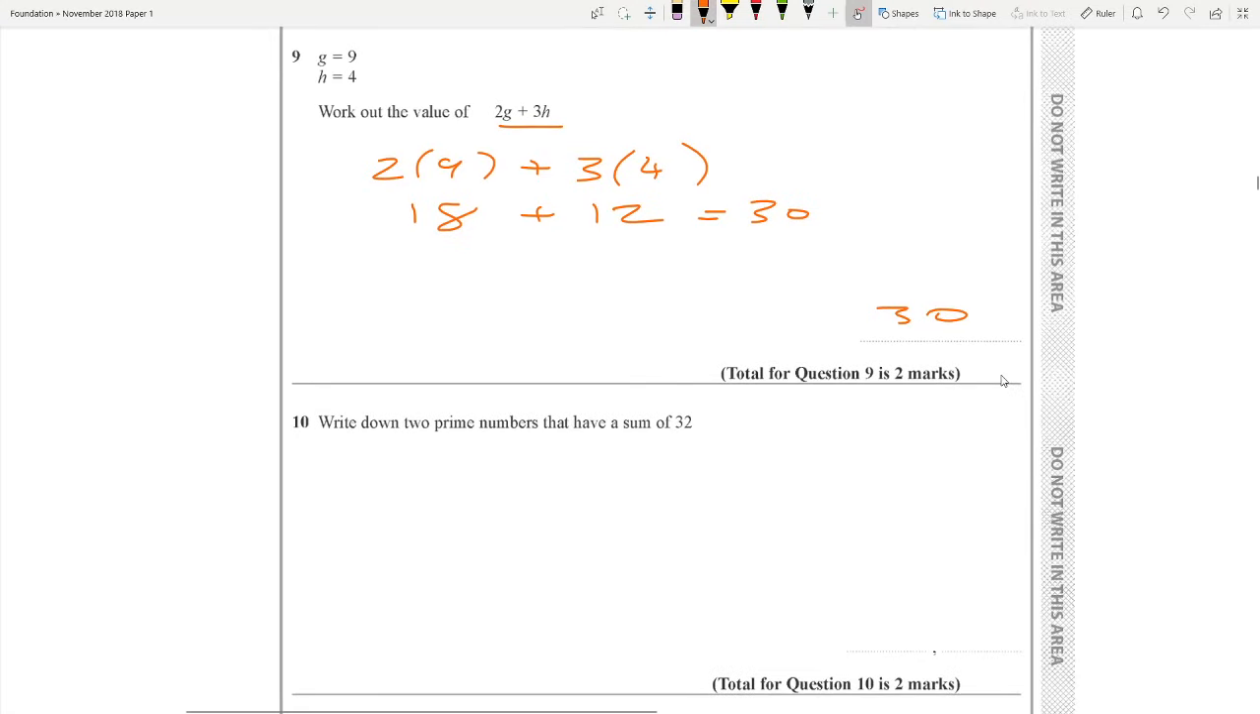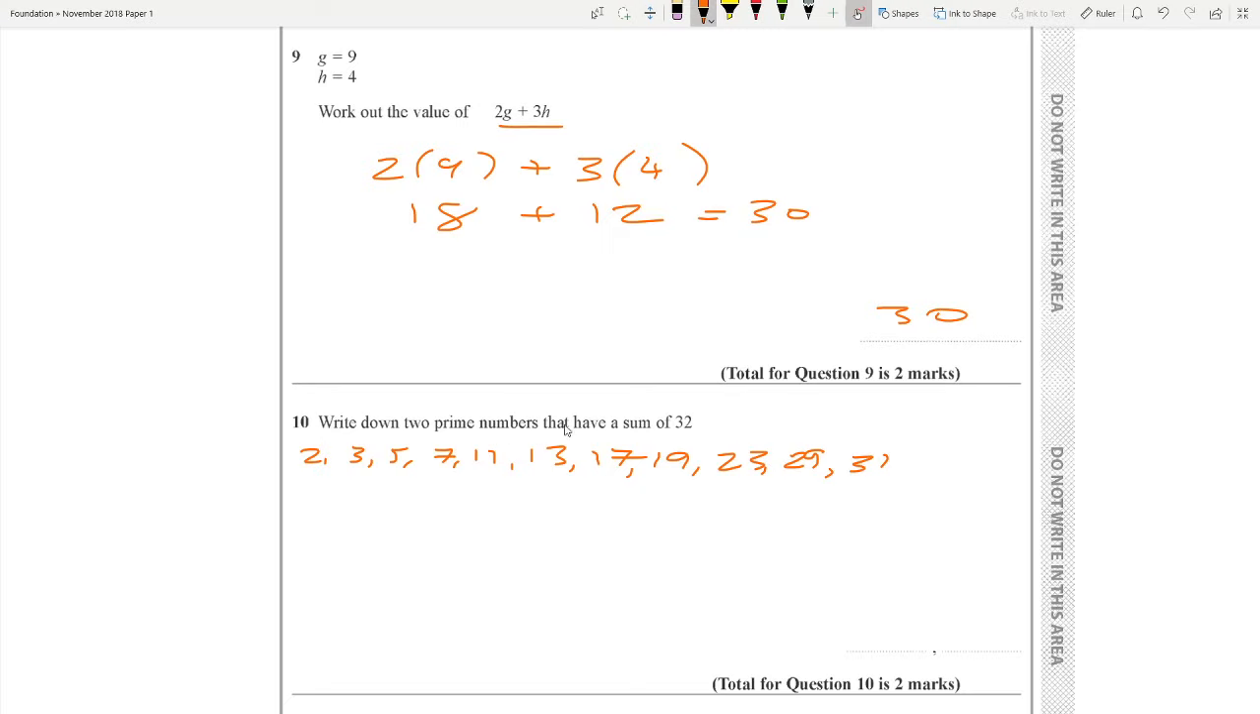Okay, number 10. Write down 2 prime numbers that have a sum of 32. Okay, so I'm just going to write down some of my prime numbers. So the first prime number is 2, then 3, 5, 7, 11, 13, 15 is not prime, 16 is not prime, 17 is prime, 19 is prime, 20 no, 21, 22, 23 is prime, 24, 25, 26, 27 is not, 28, 29 is prime, okay, 30 is not, 31 is prime, and 32 is not.